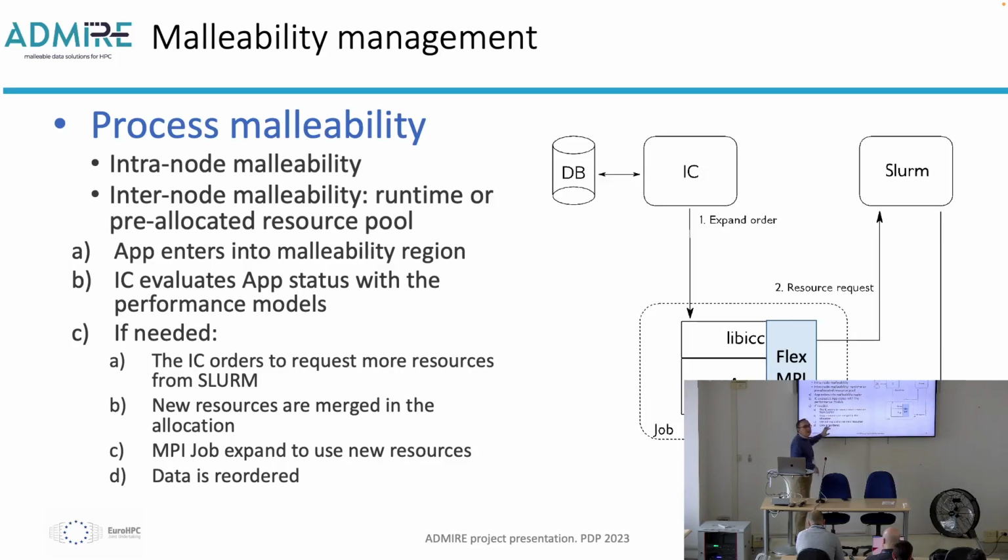Modifying the application in the number of processes is complex. However, we have another question that is not easy here, that is data redistribution, data reordering. Depending on the state of the data managed by the application, if you change the number of processes, you have to change the shape of the data redistribution.